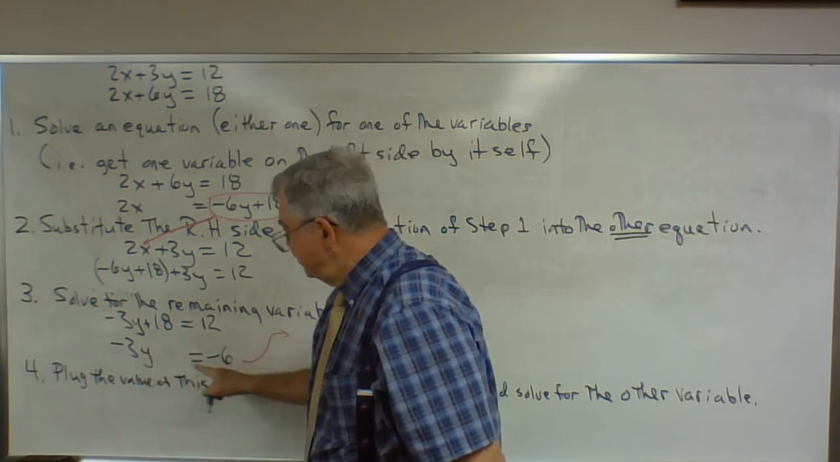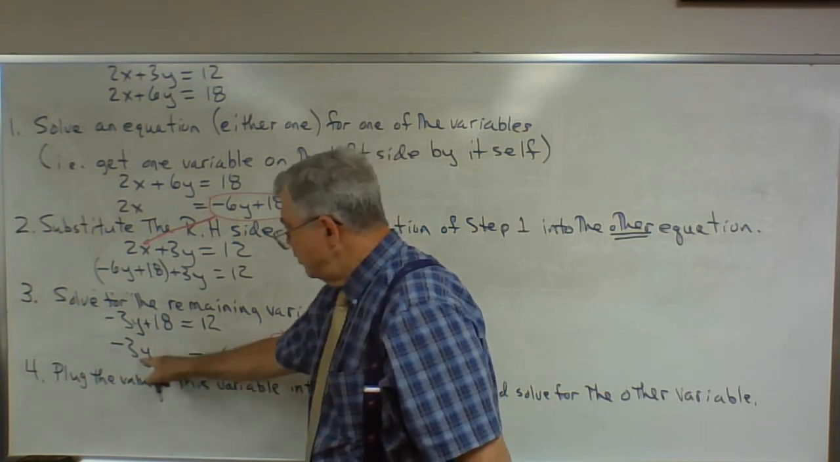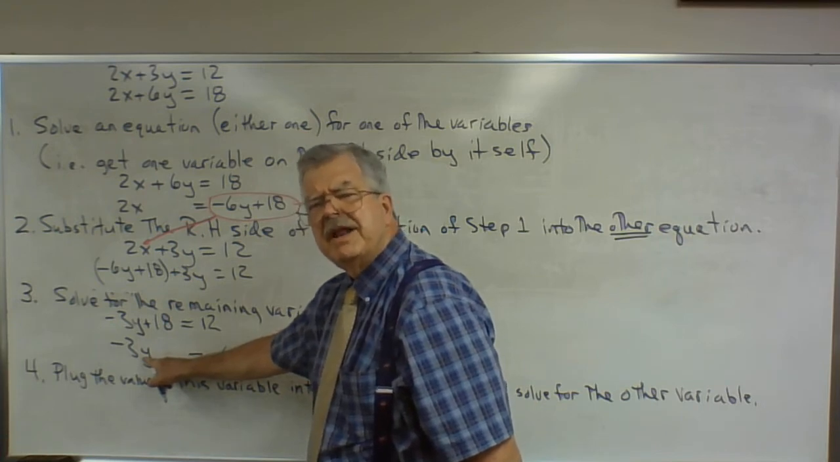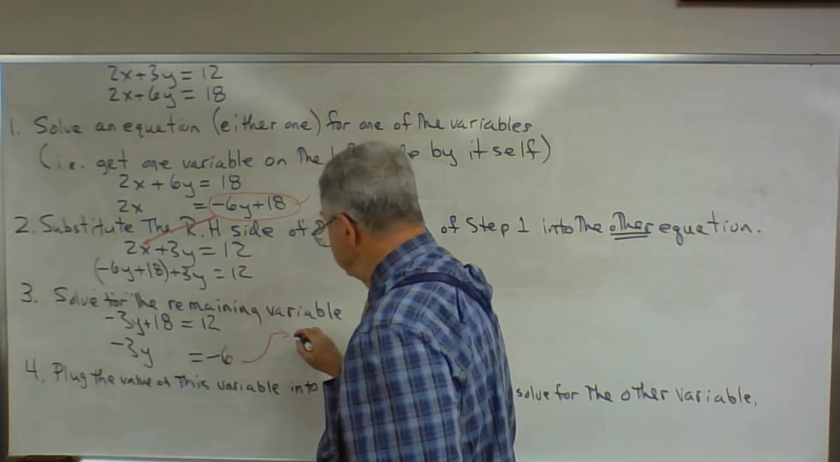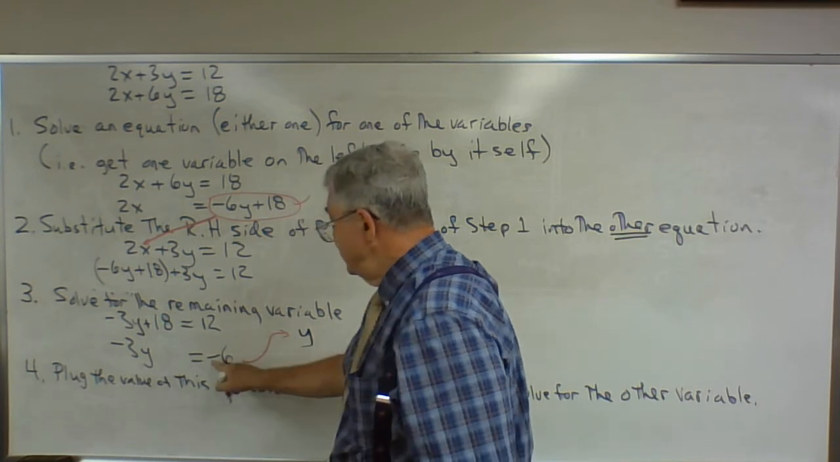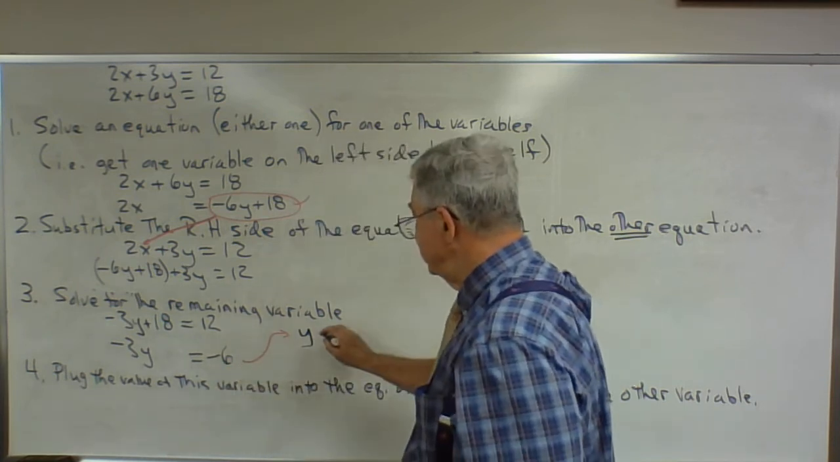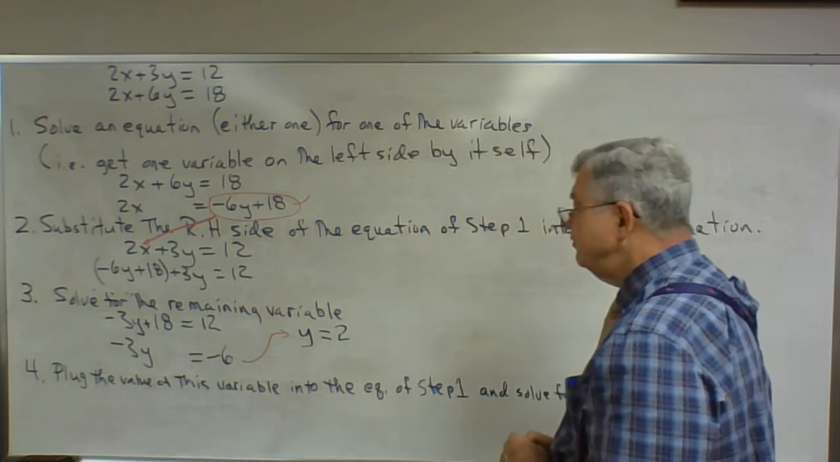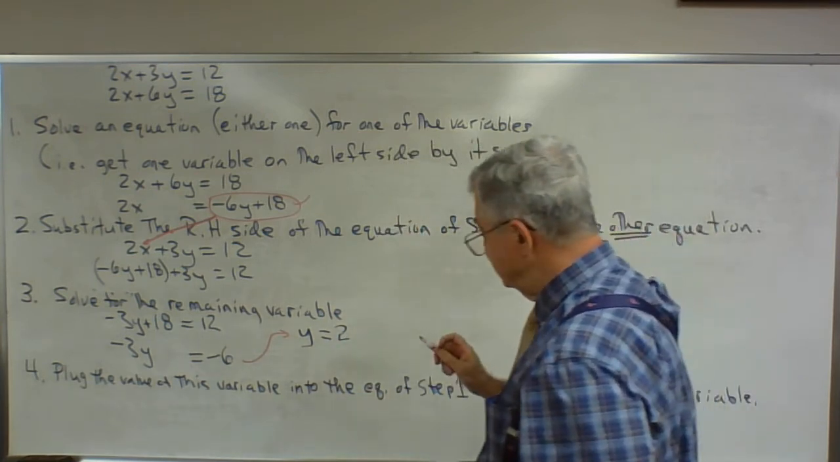I'll divide both sides by negative 3. That will make this, let's see, negative 3 divided by negative 3 is just 1. So that'll be y. Negative 6 divided by negative 3 is 2. Okay, so we have the y value.